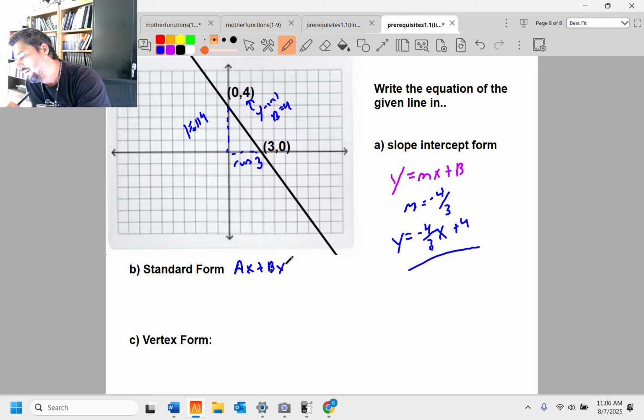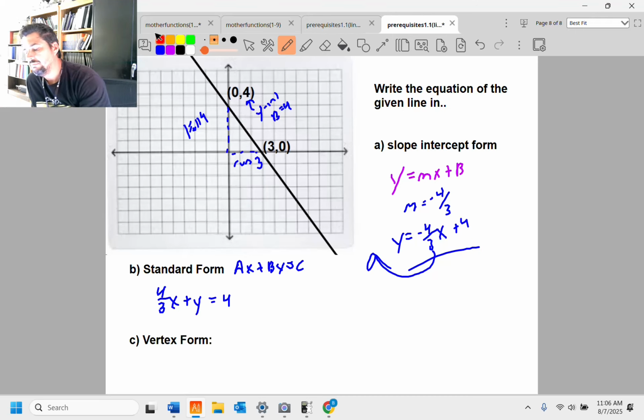ax plus by equals c. Now, the x's are on the left. We're going to shift the negative 4/3 x over. It's going to become positive. It goes in front of y. If you jump equality, change your signs. And it's still equal to the 4 that was on the right. I'd simply move this guy over. This guy didn't move.